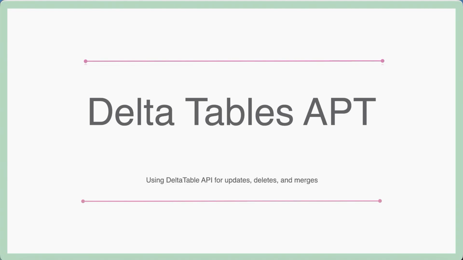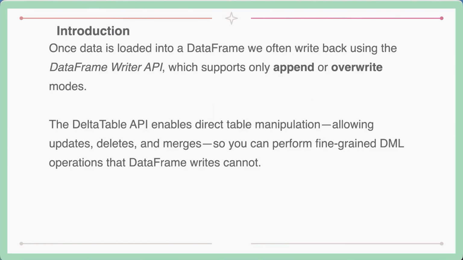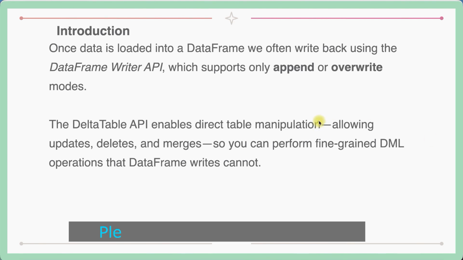In today's session, we are going to learn one of the most important concepts when working with Delta Lake in Databricks, the Delta Table API. Until this point in this course, we have been working mainly with DataFrames, Spark transformations, and the DataFrame Writer API. That approach worked perfectly fine for many scenarios, but there is one major limitation. When writing data back into a Delta table, we usually have two options: append and overwrite.